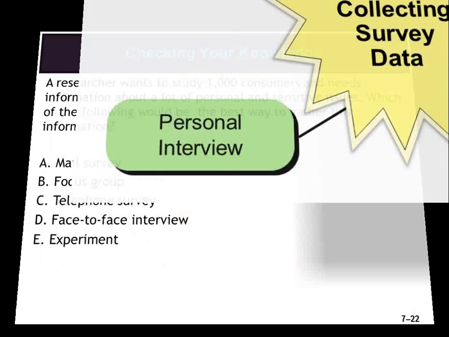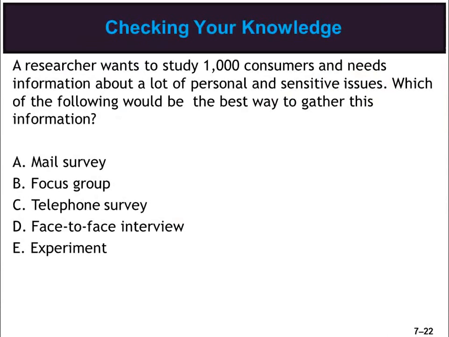So let's check our knowledge. A researcher wants to study 1,000 consumers and needs information about a lot of personal and sensitive issues. Which of the following would be the best way to gather this information?